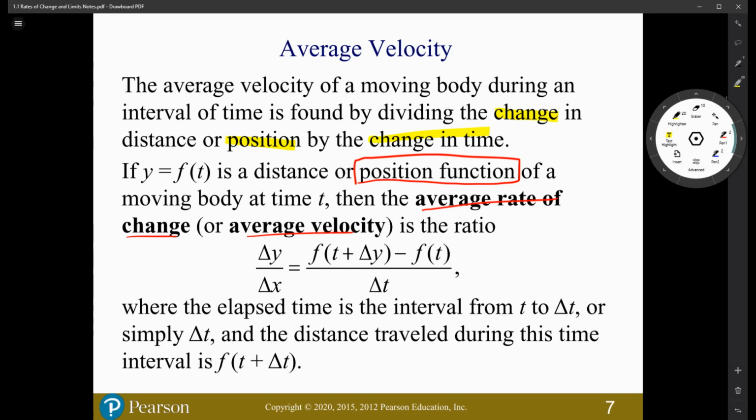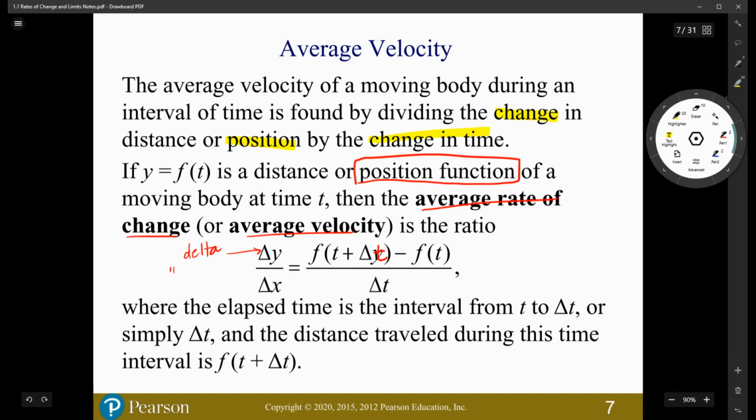Delta y over delta x is equal to f of t plus delta t, minus f of t, all over delta t. Notice I'm pronouncing this symbol, it's actually a Greek letter, delta.